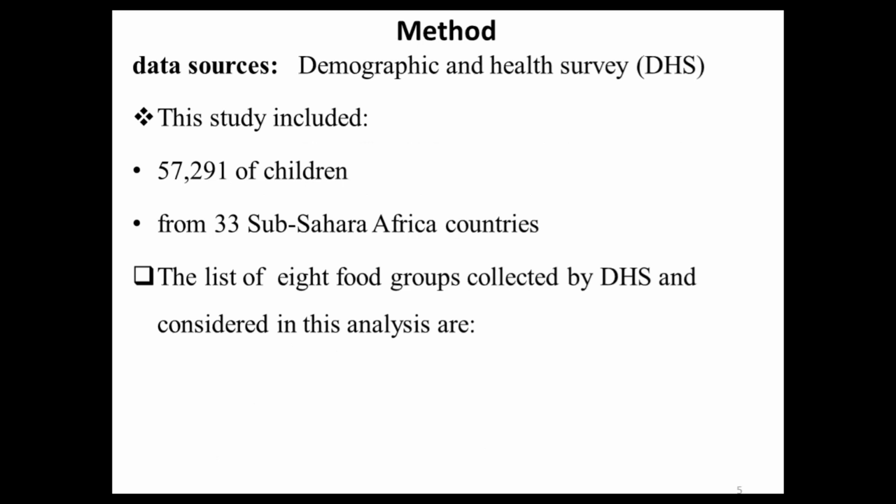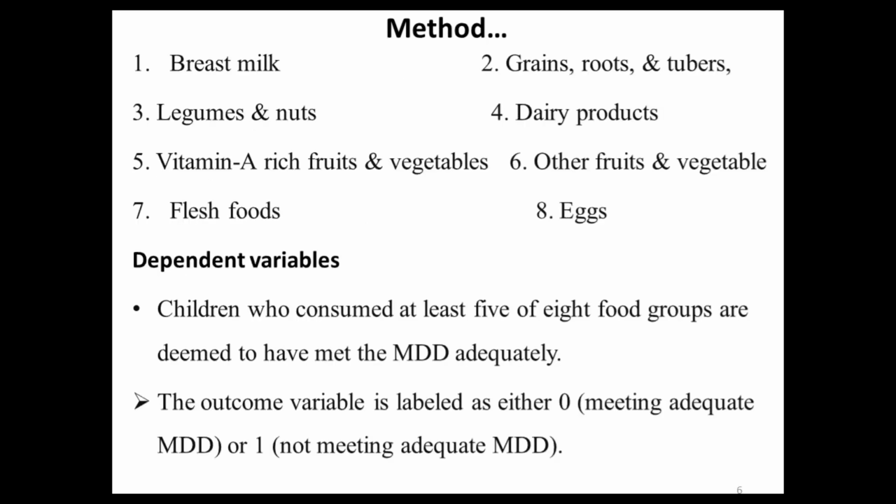For this study, I used DHS, Demographic and Health Survey, data as the data source. About 57,219 children from 33 Sub-Saharan African countries were included. The eight food groups collected by the DHS and considered in this analysis are breast milk, grains, roots and tubers, legumes and nuts, dairy products, vitamin-rich fruits and vegetables, other fruits and vegetables, flesh foods, and eggs.